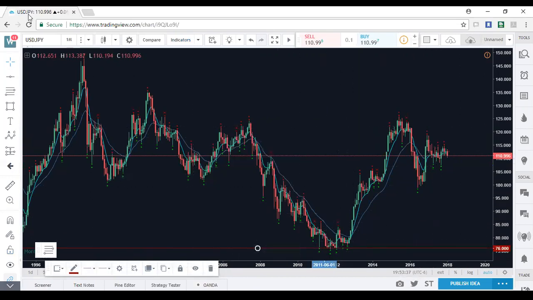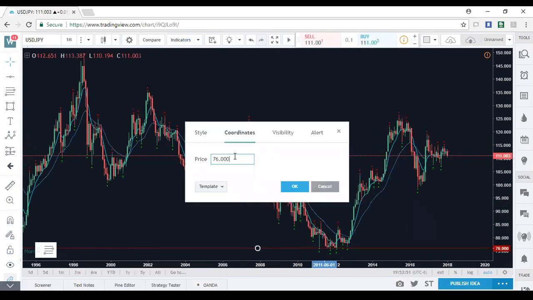Now remember, this is a JPY pair. JPY pairs are quoted a little bit differently, and we want to do a 2,000 pip range. So instead of doing 10 cents, the way this is quoted, we're going to go from 76 to 86. We're just going to do 10 dollars.